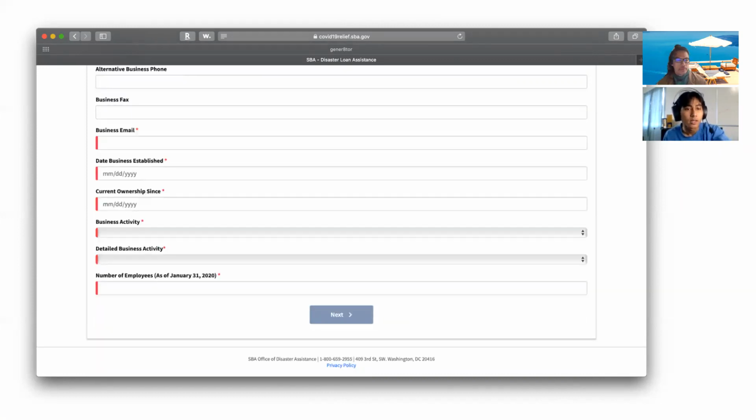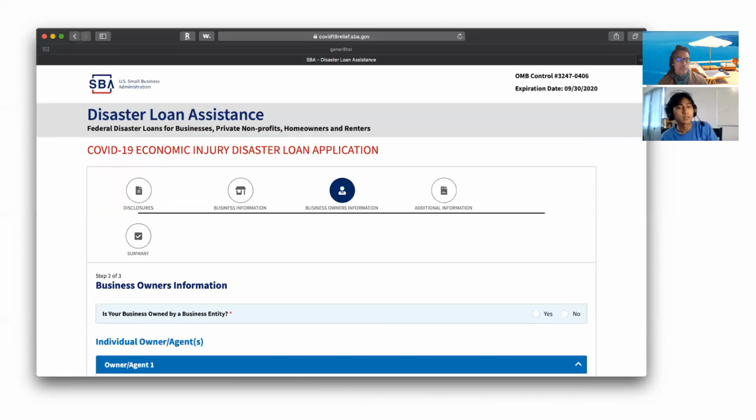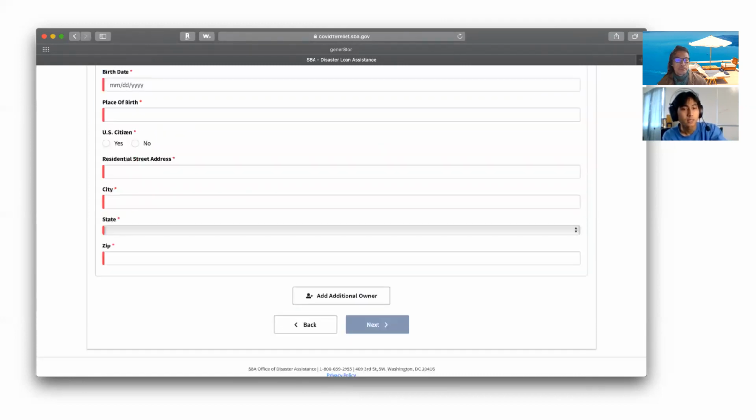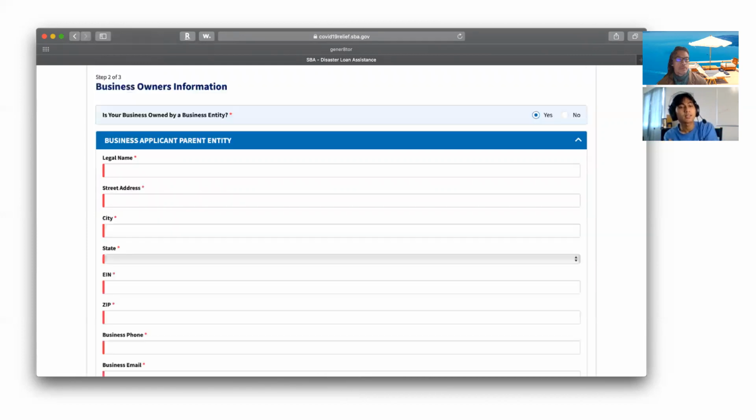And then go ahead and fill in the business established date, what kind of business you are, and how many employees you have. Move forward. Very simple information. Now, more simple information about ownership of the company. Scroll down some more. Scroll down some more. Next. Keep going.